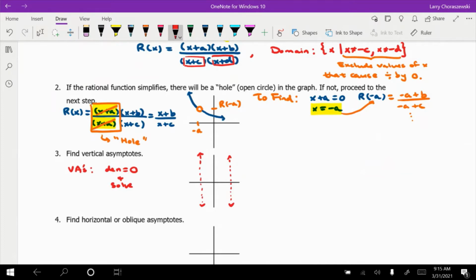Okay, so depending on how many factors you have in the denominator, that's going to dictate how many vertical asymptotes you have. All right, so if we have 2 factors in the denominator that remain after we simplify, then we're going to have 2 vertical asymptotes. So on and so forth.